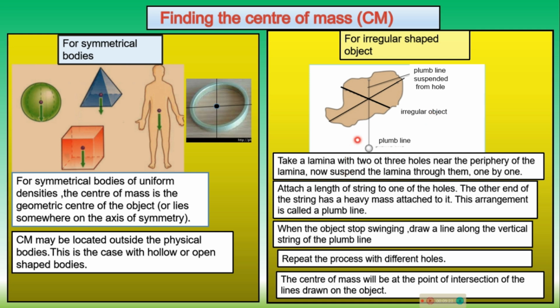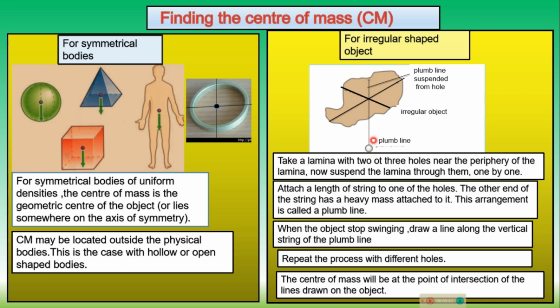Now take a lamina with 2 or 3 holes near the periphery of the lamina and suspend the lamina through them one by one. Attach a length of a string to one of the holes. The other end of the string has a heavy mass attached to it. This arrangement is called a plumb line arrangement.